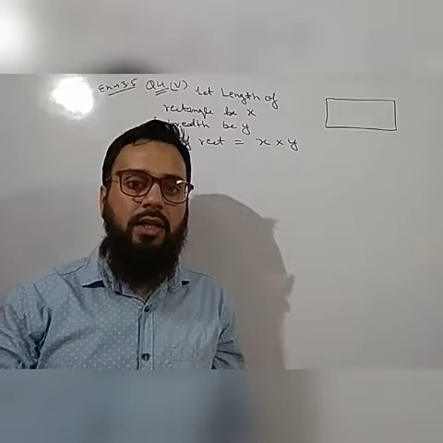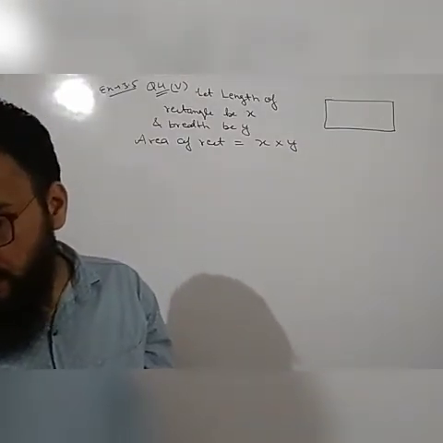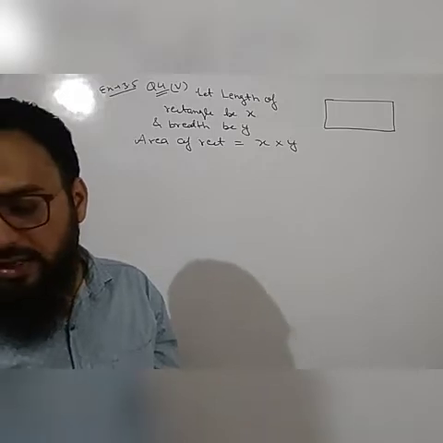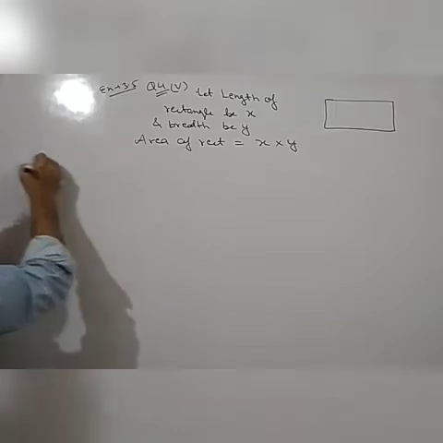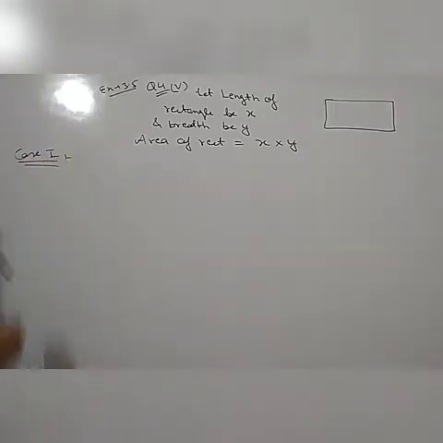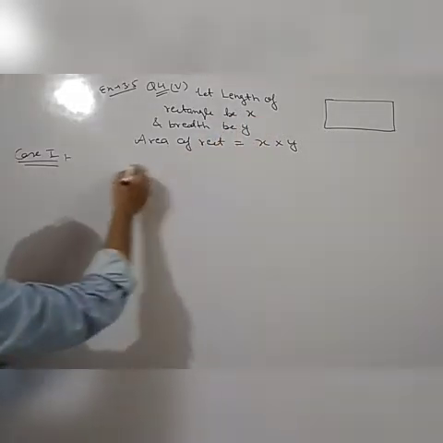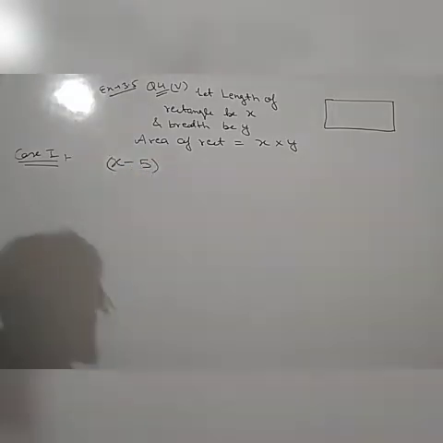Area is reducing by 9 square unit if length is reduced by 5 and width is increased by 3. So in the first case, what is given? If length is reduced by 5 and width is increased by 3. So when length is reduced by 5, what will be the length? Length will be x minus 5.